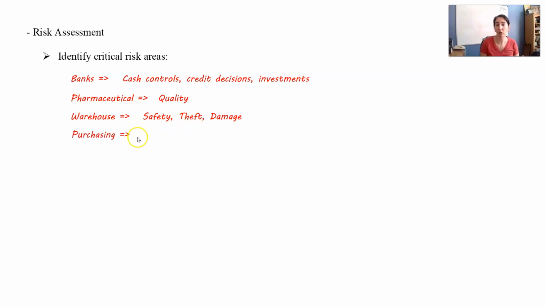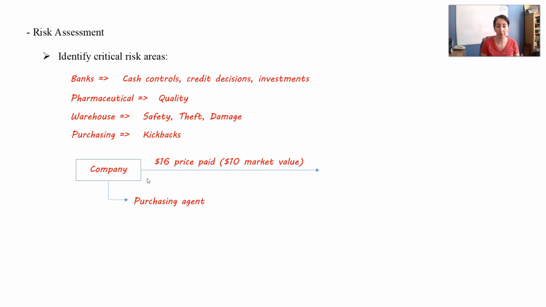If you're in the purchasing department of a business, your risk area would be making sure that nobody's getting kickbacks, right? And let me explain what a kickback is. You may have heard the term, so I just want to give you a little explanation. Let's say you've got a company with a purchasing agent, and that purchasing agent's job is to buy products. Well, let's say the purchasing agent is going to buy from someone that maybe they shouldn't buy from, right? They're engaged in some sort of scheme.